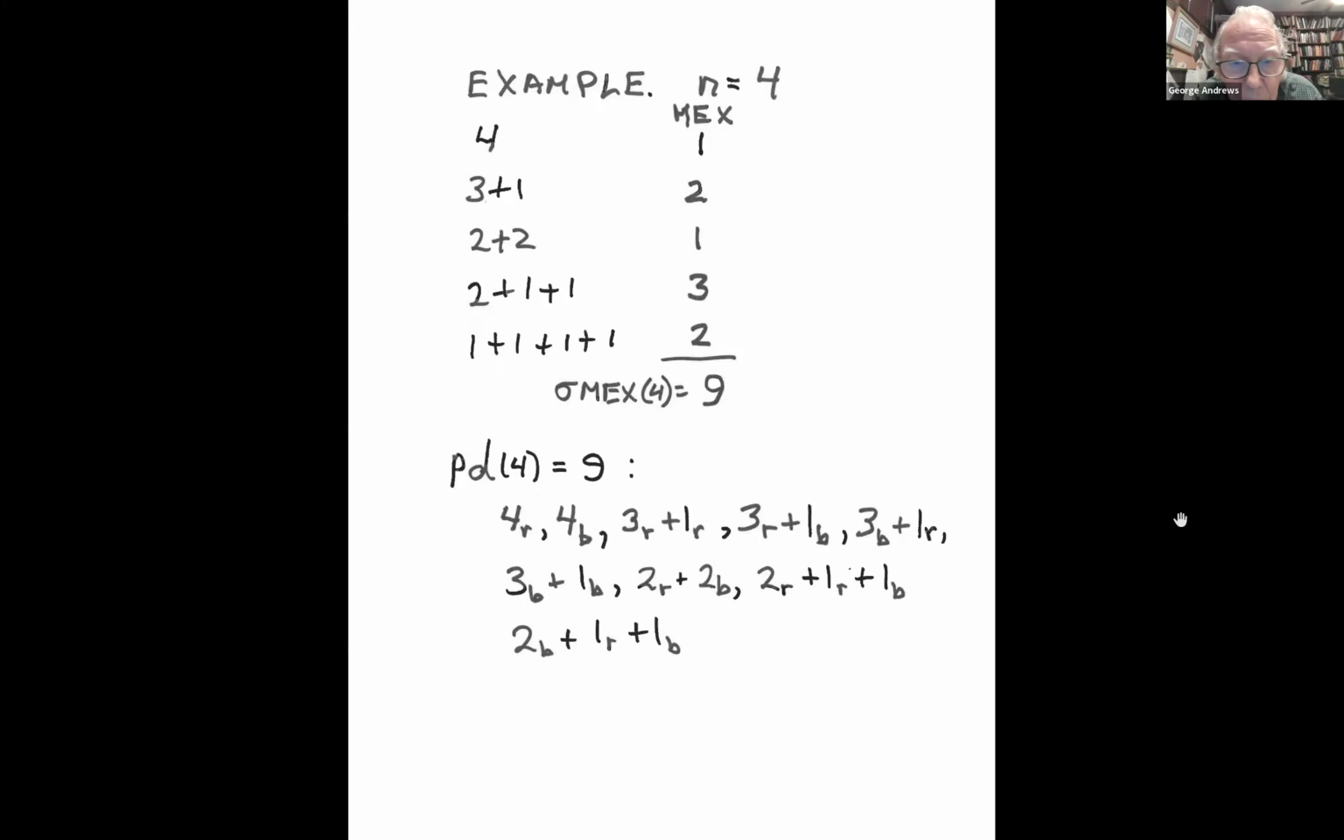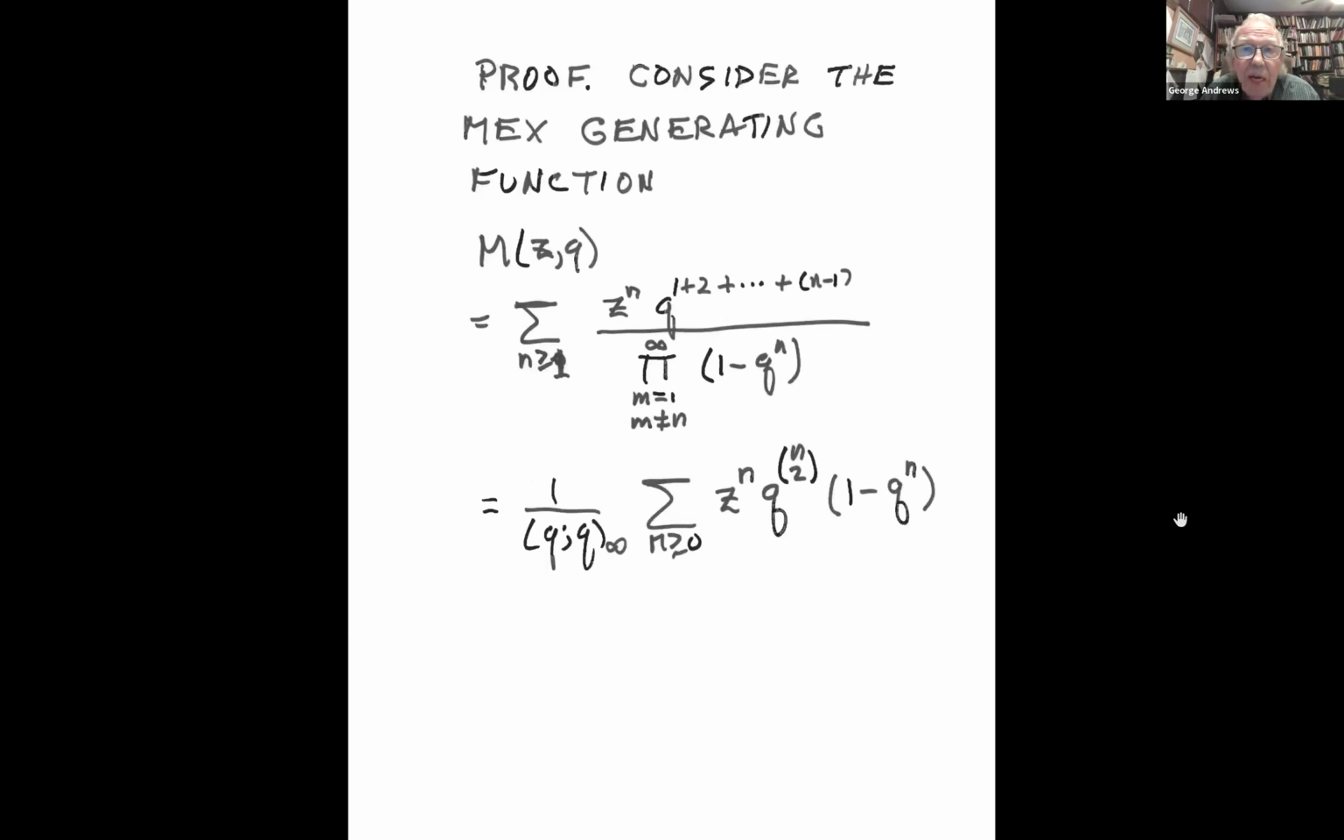To represent colored parts, I put on subscripts R for red and B for blue. And so I've now written down the 9 partitions of 4 into 2 colors with distinct parts. By distinct parts, I mean you can have, say, 2R plus 2B. They are distinct either in color or in numerical value. And so how does one prove this?